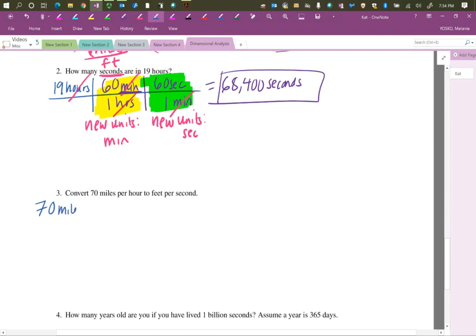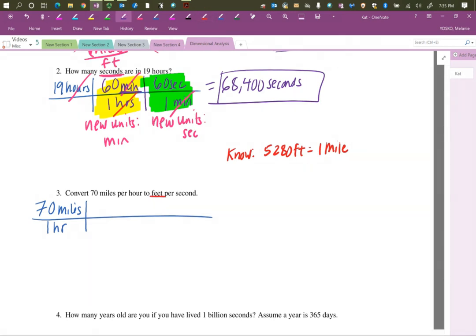So 70 miles in 1 hour. Okay, that's what we're given. Now we're going to multiply by something. Let's just change miles first. We're going to multiply by a piece at a time. So a few minutes ago we said that there were 5,280 feet in 1 mile. We're trying to get to feet.